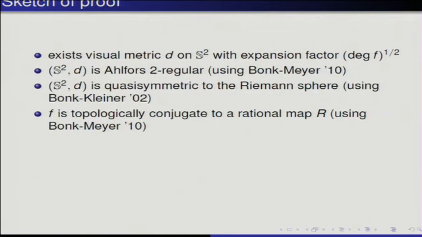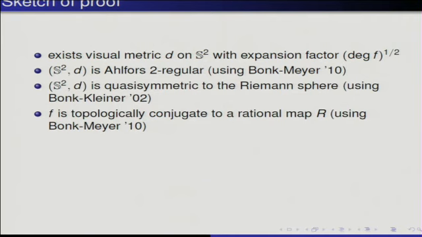And so if we knew that the space is quasi-symmetric to the Riemann sphere, then by this theorem of Bonk and Meyer, if the space is quasi-symmetric to the Riemann sphere and it also has a visual metric, then this F is topologically conjugate to a rational map. So this is how the rational map comes in. So once we had that our map F is topologically conjugate to a rational map, now we can just focus on the rational map.